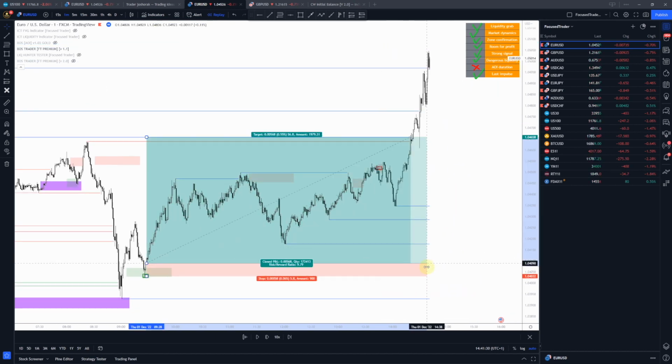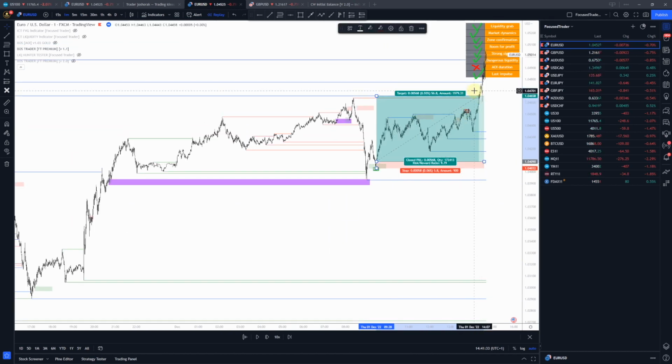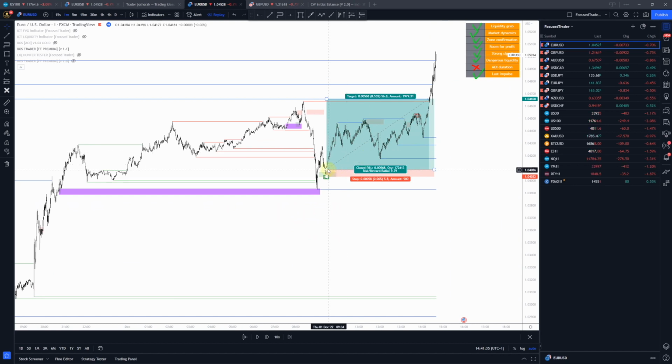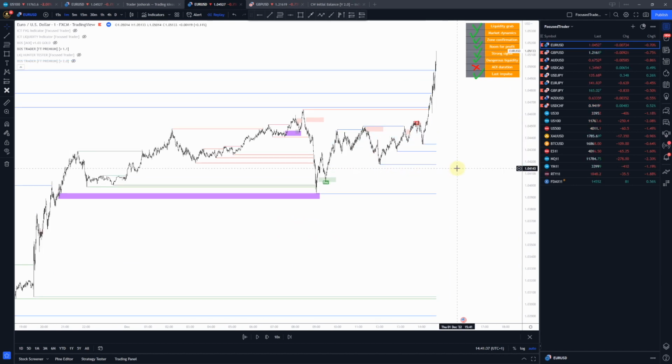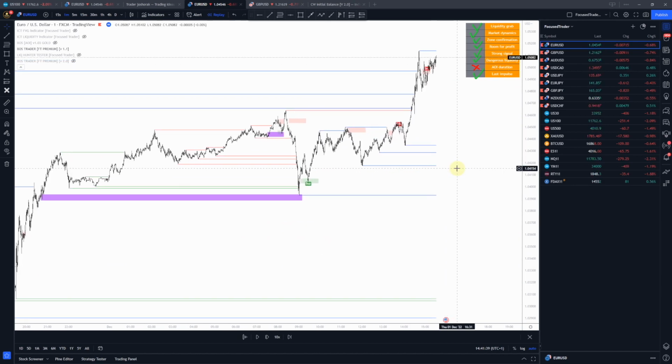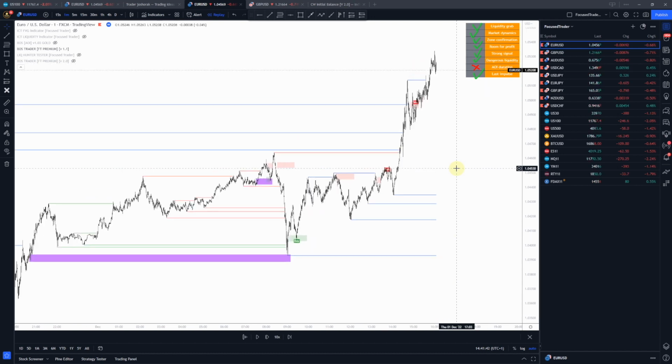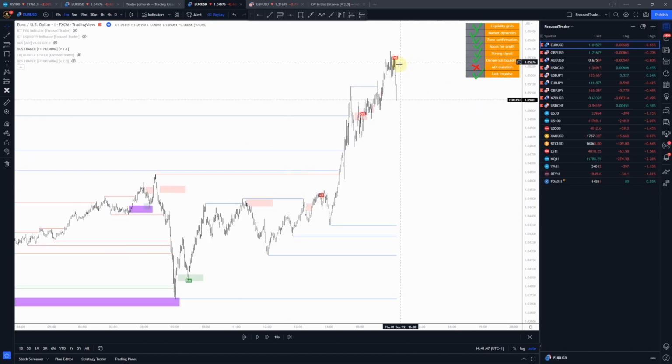And our target is hit, and we can trail the rest of the position until the end of days. So let's see what we see. And actually, let's go through this sell signal, because this one might be also interesting for us.